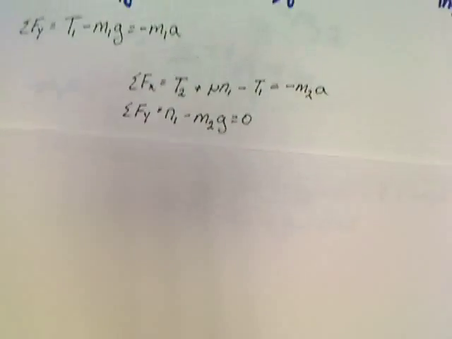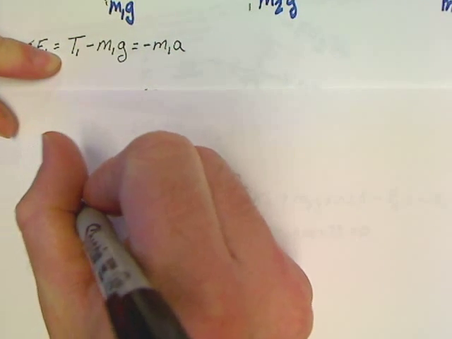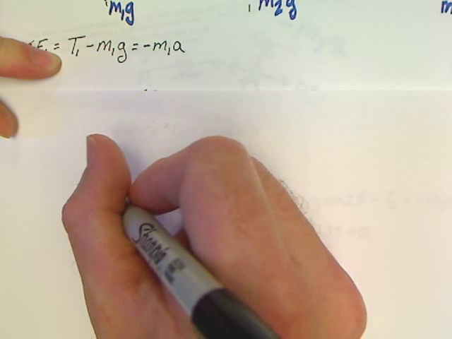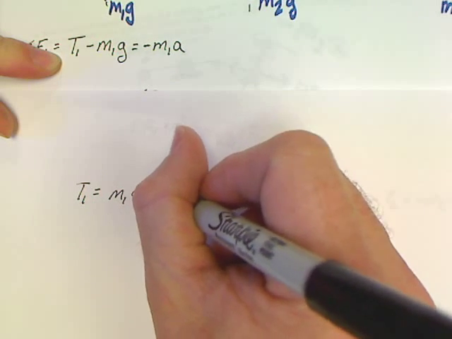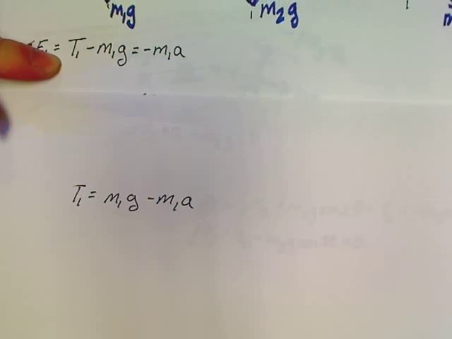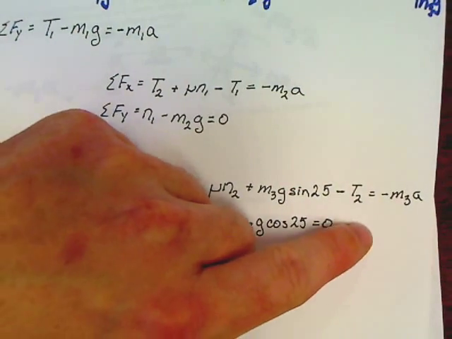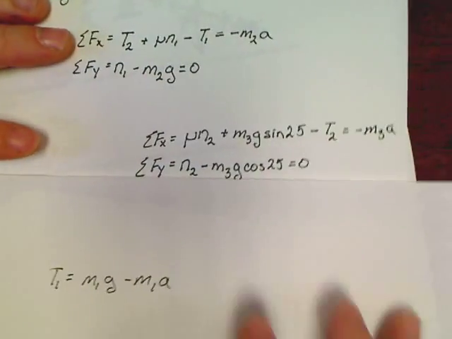See what I can sit here and kind of halfway do. So we're going to take that equation, this first one, solve for T1. So T1 would be equal to M1G minus M1A. So there's my T1. I would now go all the way back down here and solve this equation for T2. Let's see if I can do that.